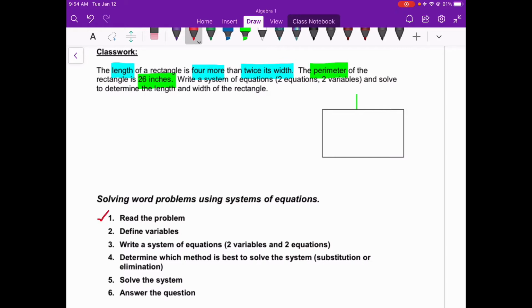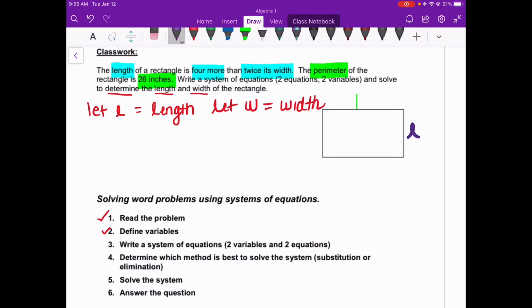So we've read the problem. Now we define the variables based off of the last sentence. It says determine the length and width. That means I need a variable for both of those. So let's let L equal the length, and we'll let W equal the width. You need two variables here because it's a system. Two equations, two variables. We're now going to label our rectangle with length and width.